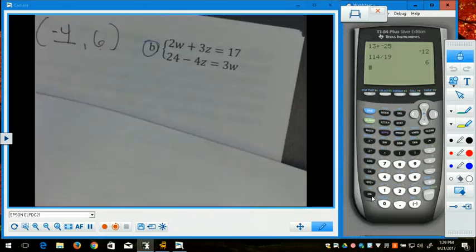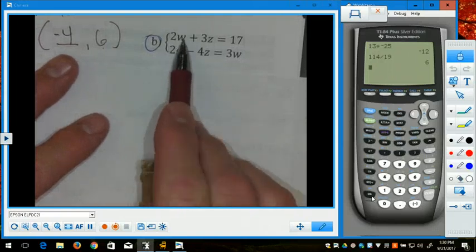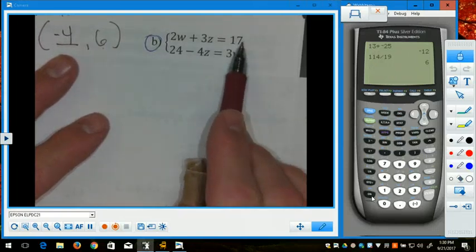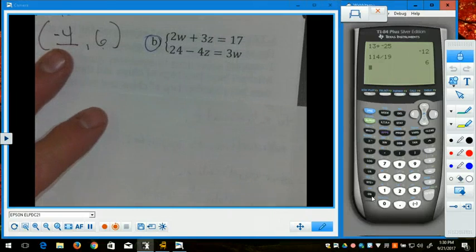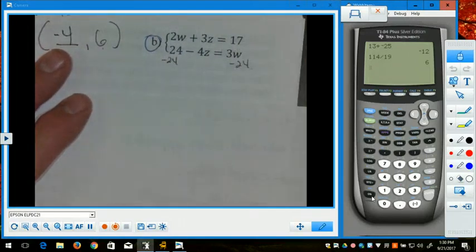Let's take a look at letter B. For letter B, this top equation is in standard form. Unfortunately, our bottom equation is not in standard form. I need to take away 24 to move the constant to the other side.